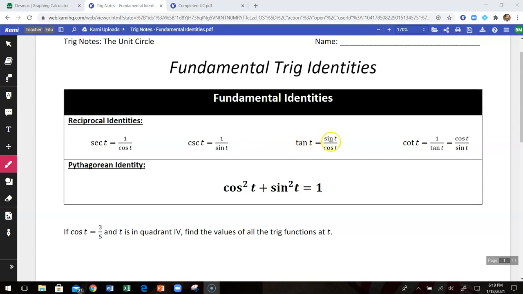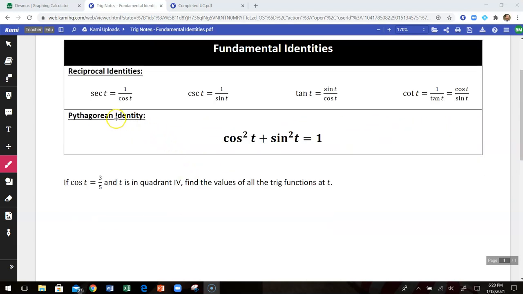tangent is sine divided by cosine, and cotangent is the reciprocal of tangent, which means it's going to be cosine divided by sine. I just flipped this fraction, right? The reciprocal. Okay? And then we've got this main Pythagorean identity. Now there are some more Pythagorean identities, but the main one that we're going to use a lot is that cosine squared plus sine squared is equal to 1.